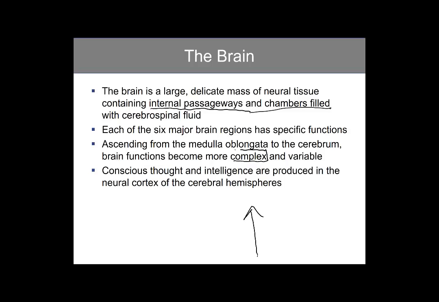In fact, often our humanness is attributed to the functions of the cerebrum, which covers higher level thought processing and the ability to critically think. Conscious thought as well as intelligence are also seated within the cerebrum, or within the cerebral hemispheres of the cerebrum.